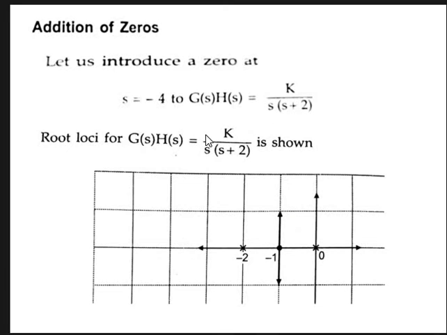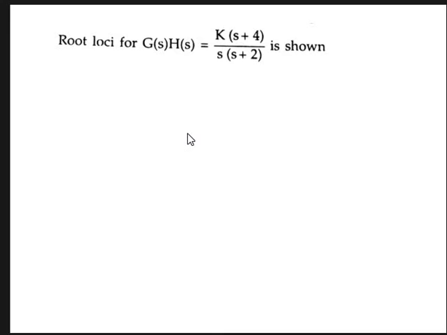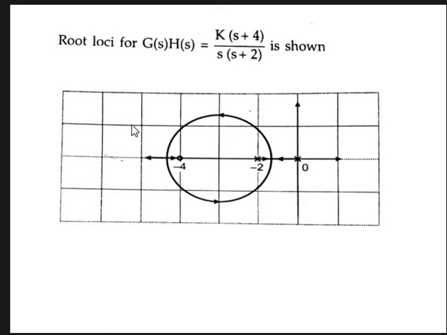So the function can be changed as K into s plus 4 by s into s plus 2. Now the function is G(s)H(s) is equal to K into s plus 4 by s into s plus 2. Now I want to draw the root locus for this function. So the root locus for this function is like this. Here two poles are there, and one zero: s is equal to 0 one pole, s is equal to minus 2 one pole, s is equal to minus 4 one zero. One root locus branch starts here traveling like this, and the second branch starts here traveling like this.